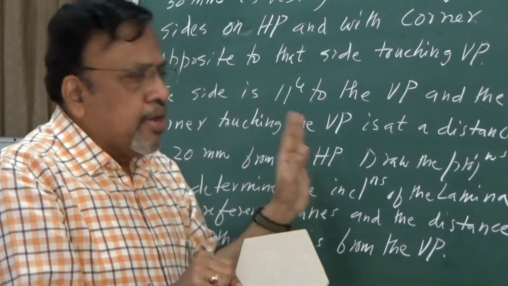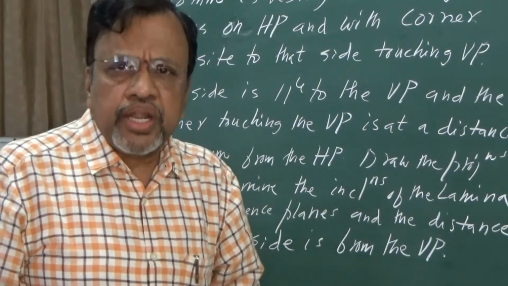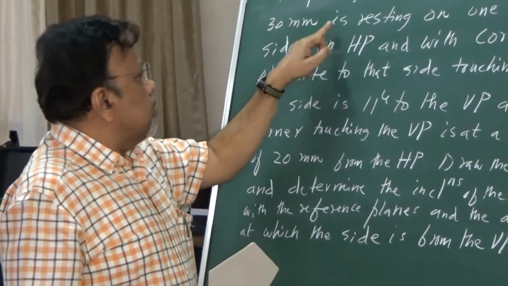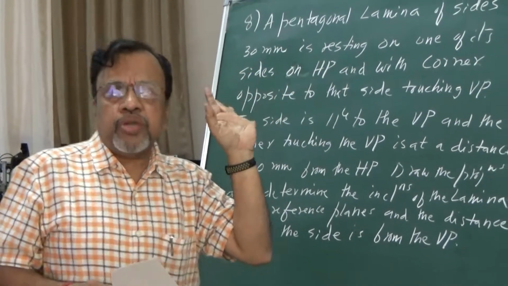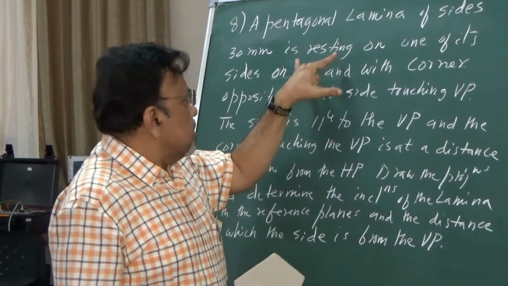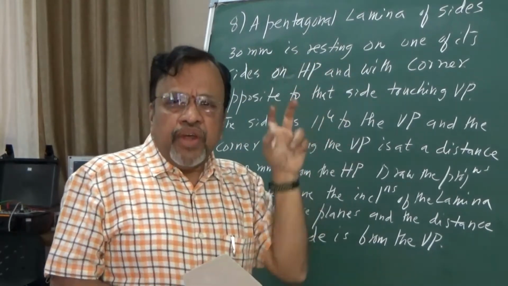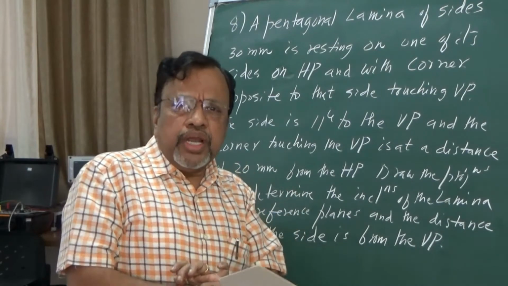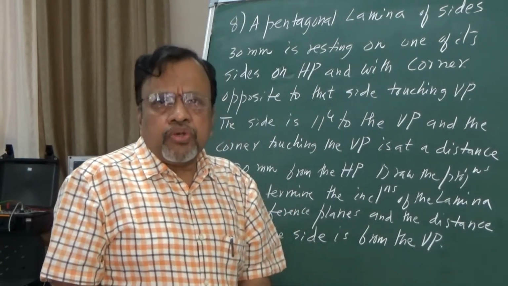Let us say if I want to do a regular method, regular also I can do. How do you do it by the regular method? Now again see this problem. I have just been given a pentagon of 30 mm resting on one of the sides on HP. If you remember, I used to say that whenever one of the sides is resting on HP, that particular side should be taken perpendicular to VP. So where do you get that VP detail? In the top view. So I need to start from the top.